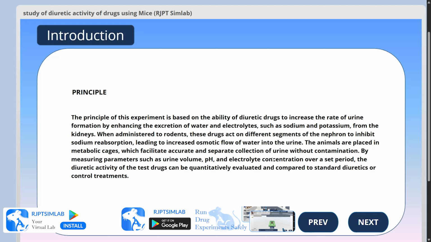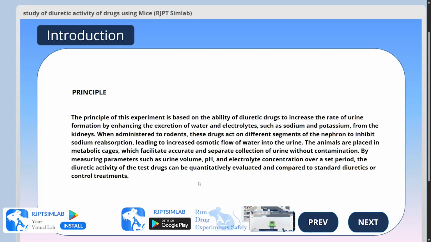The animals are placed in metabolic cages, which facilitate accurate and separate collection of urine without contamination. By measuring parameters such as urine volume, pH, and electrolyte concentration over a set period, the diuretic activity of test drugs can be quantitatively evaluated by comparing to standard diuretics or controlled treatments.